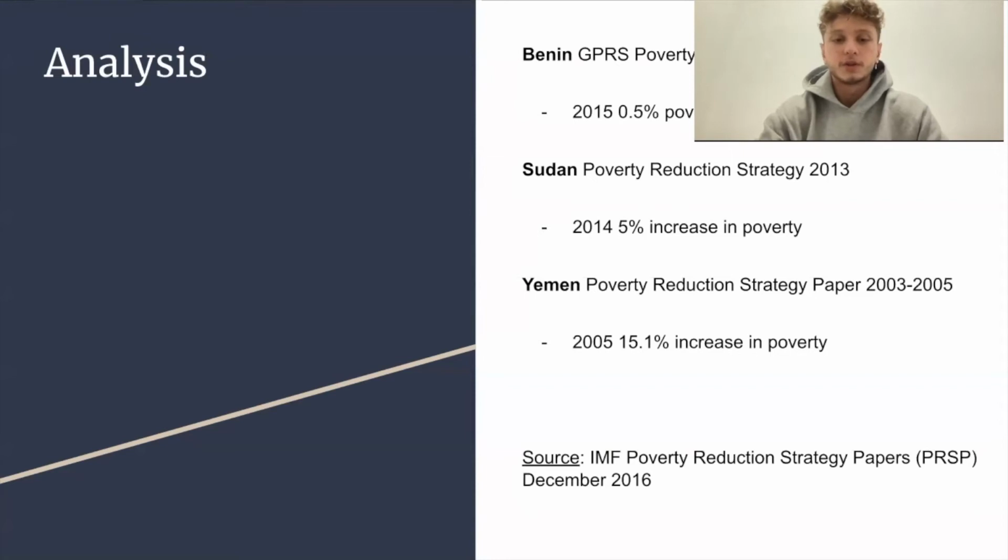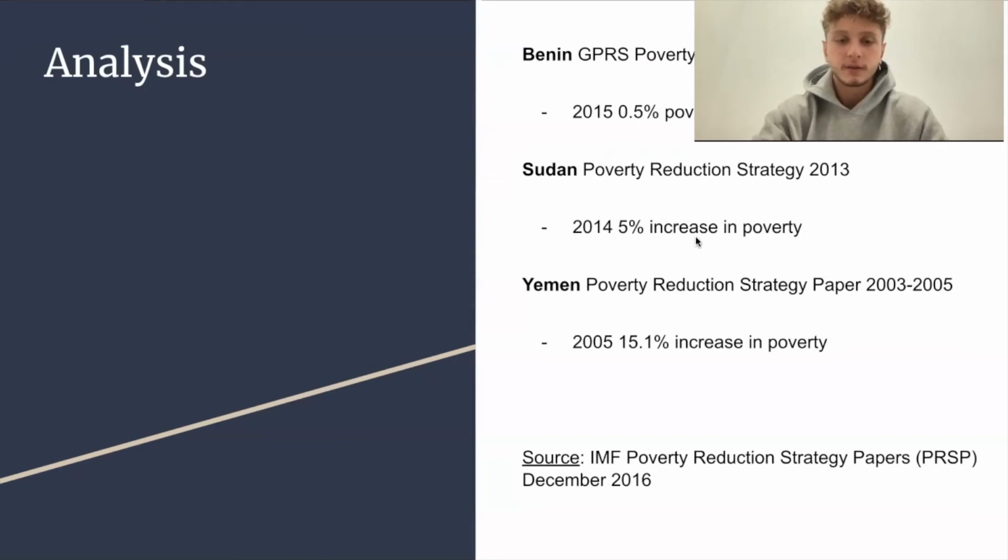Now, multiple countries implementing poverty reduction strategies have experienced said worsening of the poverty rates in the following years, wherein poverty rates should have arguably decreased. The most prominent examples of said adverse effects can be seen in the countries Benin, Sudan, and Yemen, by analyzing the poverty reduction strategies through the poverty reduction strategy papers published by the IMF, or the International Monetary Fund.